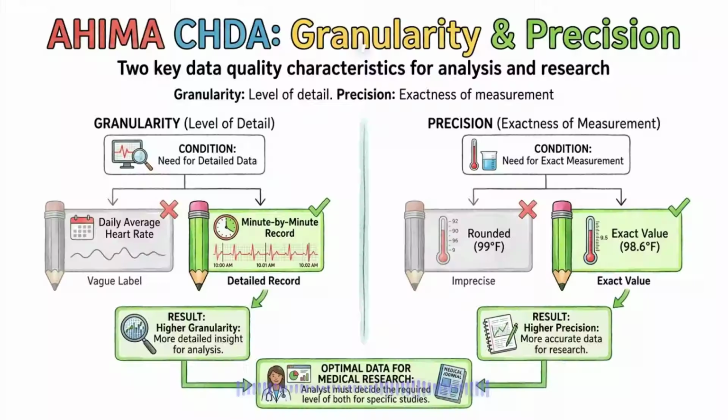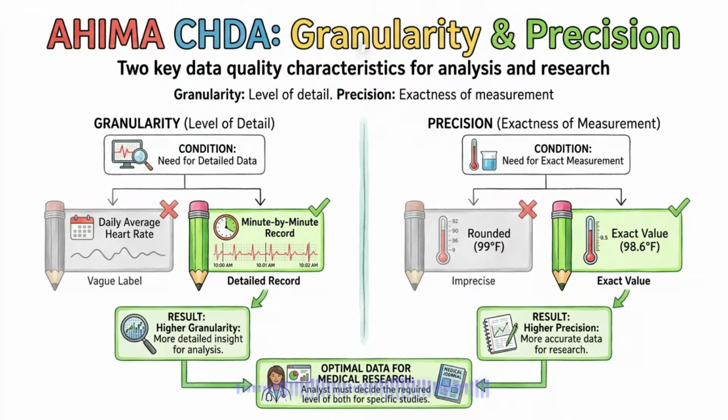The final two quality characteristics you will encounter are granularity and precision. Granularity refers to the level of detail collected, such as recording a patient's heart rate down to the exact minute rather than just a daily average. Precision refers to the exactness of the measurement itself, such as recording a temperature as 98.6 degrees instead of rounding up to 99.